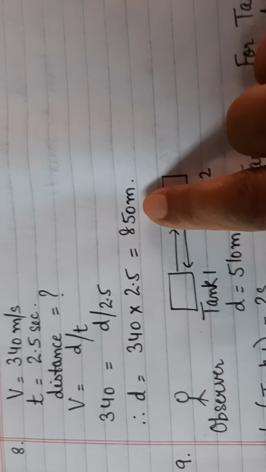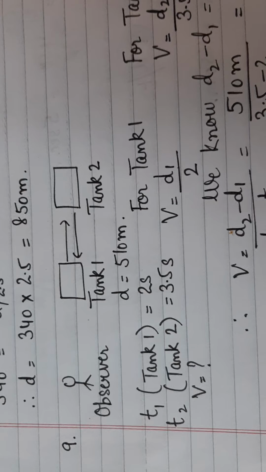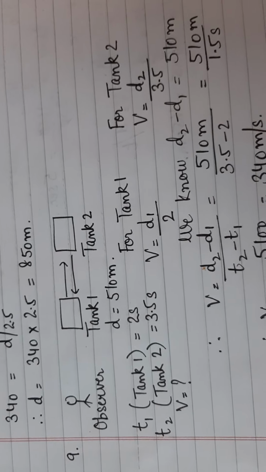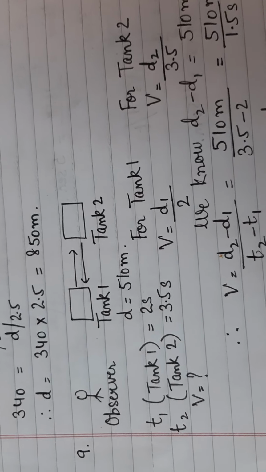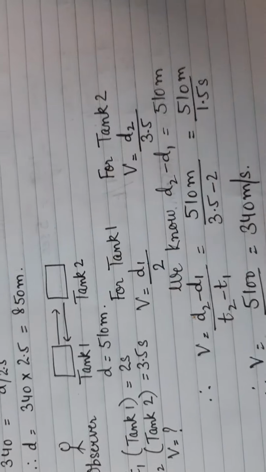Now, I come to the 9th numerical problem, children. The 9th numerical problem is slightly, you can say, a little difficult. Difficult means it's slightly different from the numericals done so far. So, I want you to pay attention. What is given in this question?